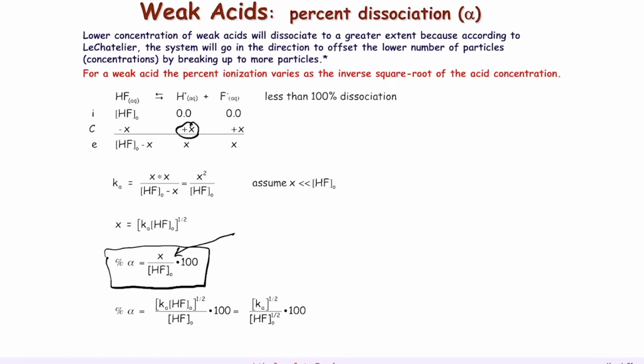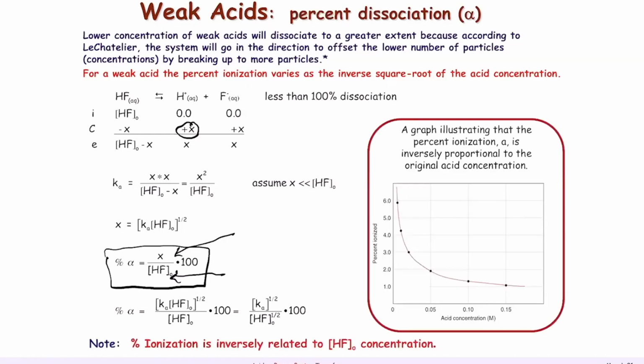But it's also inversely proportional to the concentration. So the higher the concentration, the lower the percent dissociation. The smaller the concentration, the bigger the percent dissociation. And you see that from this graph.